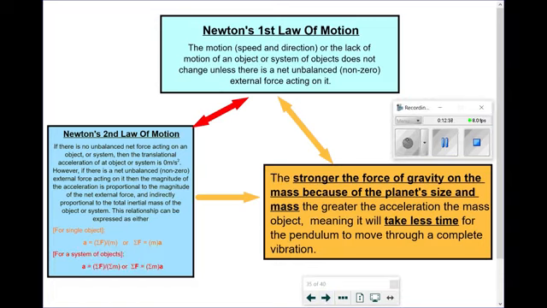Again, just re-illustrating and restating this very important point, based on Newton's second law of motion as well as the first. The stronger the force of gravity is from a planet because of that planet's mass and size, the greater the acceleration the mass of the pendulum is going to experience as it swings. This means it takes less time to swing back and forth when the acceleration of gravity is greater for the planet that you are on.